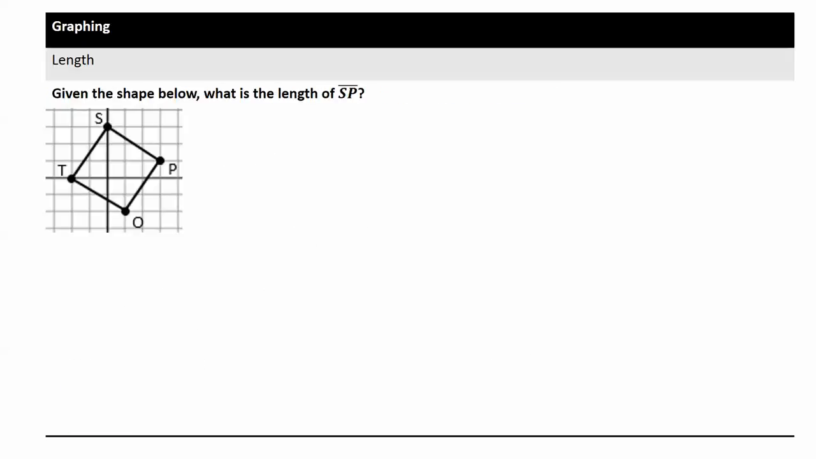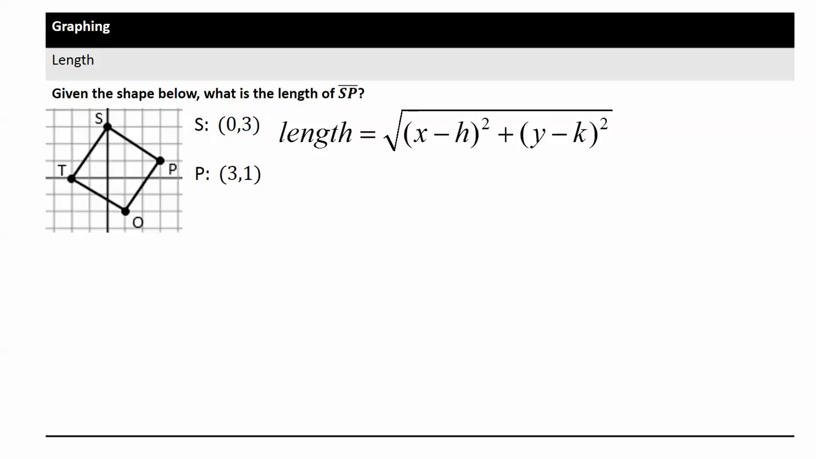So let's use graphing to find the length. Given the shape below, what is the length of SP? Like before, let's find the ordered pair for S and the ordered pair for P. So S is at 0, 3, and P is at 1, 2, 3, up 1. So taking our formula, we'll label our x, y pair and our h, k pair. 0, 3 can be our x, y, and 3, 1 can be our h, k. It doesn't matter which is which, so long as x is with y and h is with k.